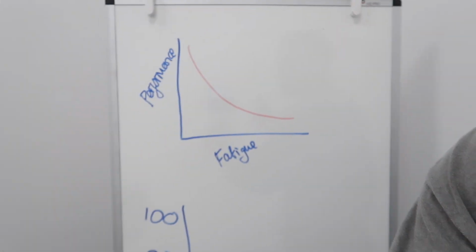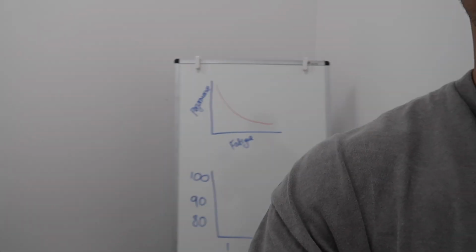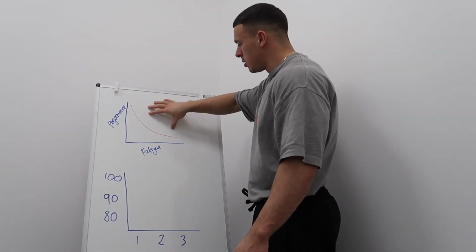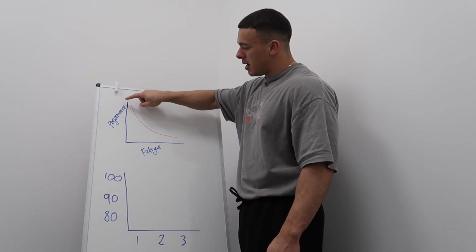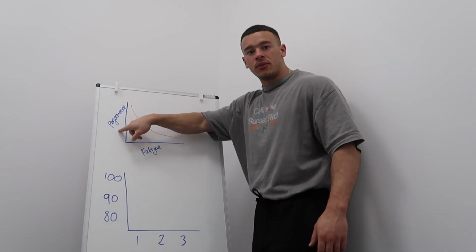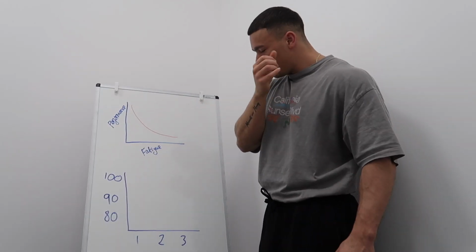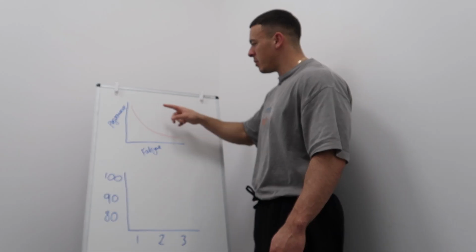Look, if you're doing 3 sets of 10 or 4 sets of 12 or whatever it is, you're doing it wrong. And I'm going to explain why on this whiteboard in a second. Now, this graph at the top, you've got to understand that there's a relationship between your performance level and your fatigue. Okay, so just stick with me and it will make sense in a minute.